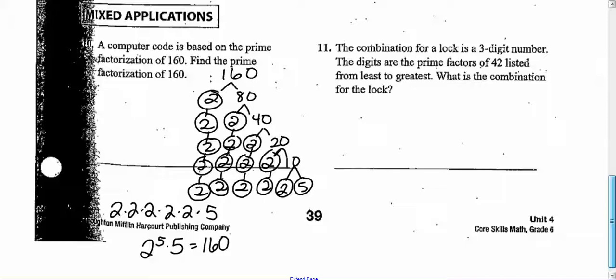All right, the next one, it says the combination for a lock is a 3-digit number. The digits are the prime factors of 42. So again, we have to find the prime factors of 42. We've got to list them from least to greatest. What's the combination? So you have to break down 42.